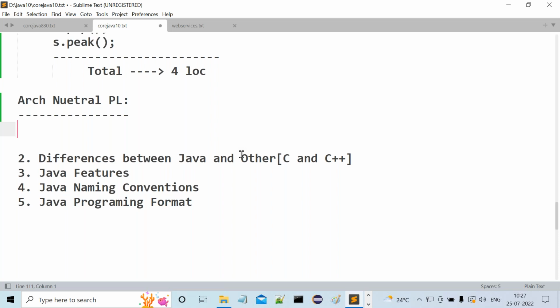Once I complete this basic background story, then I will start the Java programming language and we are going to understand the technical content. But this concept is also interesting for us. Why? Because how Java came into the picture, all those points I am discussing now. First of all, we have to understand architectural neutral programming language. What is this architectural neutral programming language? That is my question now.